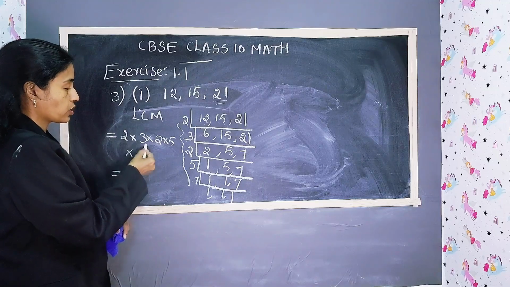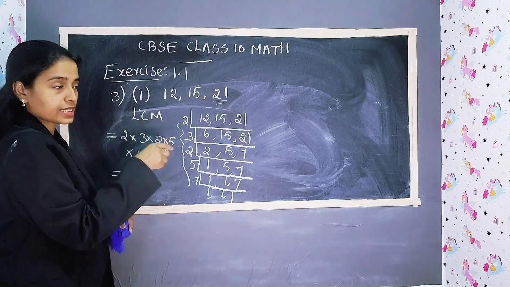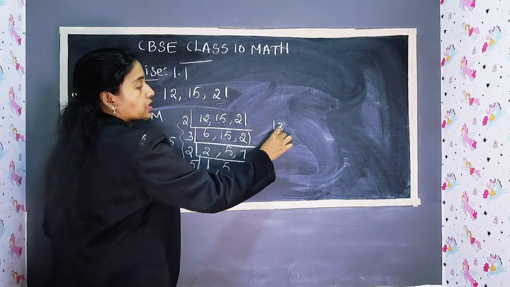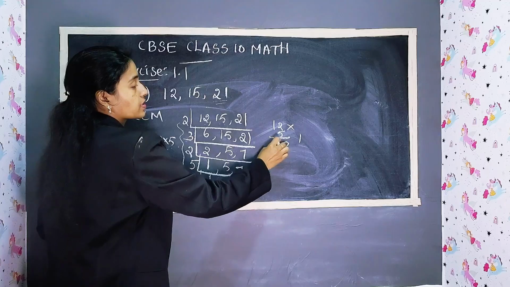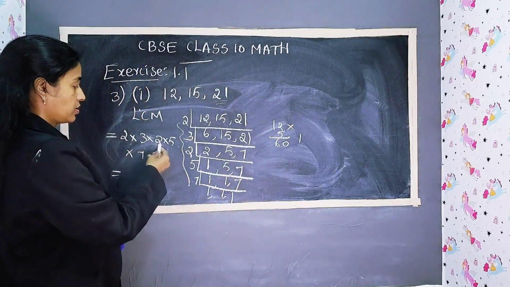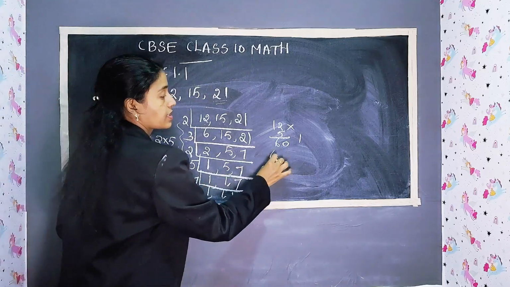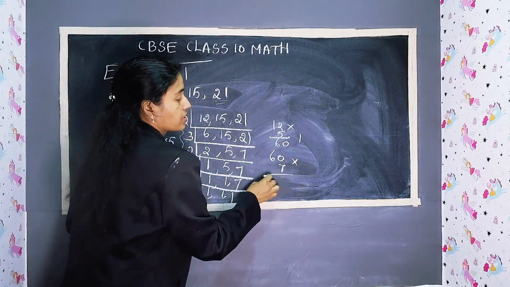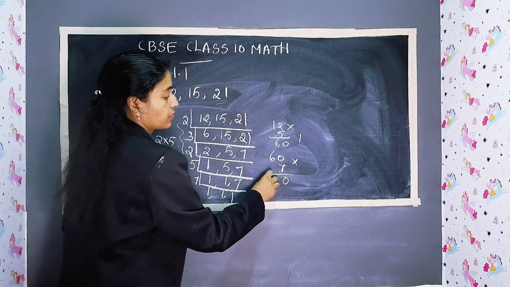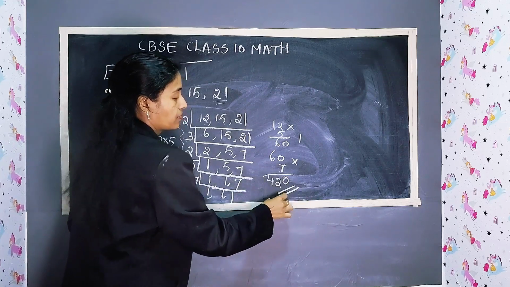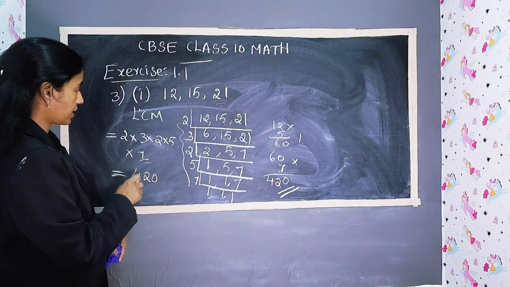What would be the answer? 2 into 3, 6. 6 into 2, 12. 12 into 5, 60, right? You can check 12 into 5. Five 2s are 10. One 5 is 5, 6. 60, right? 60 into 7. 7 0 0. 6 into 7, 42. So the answer is 420.